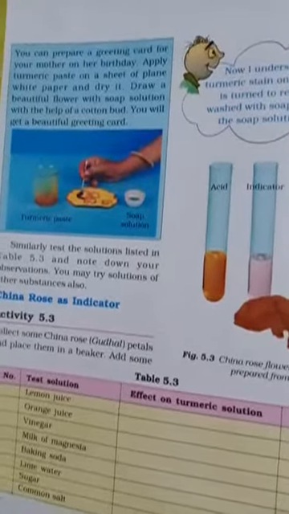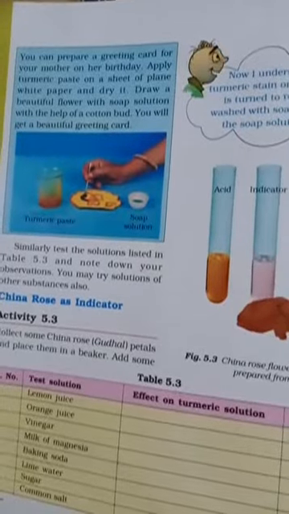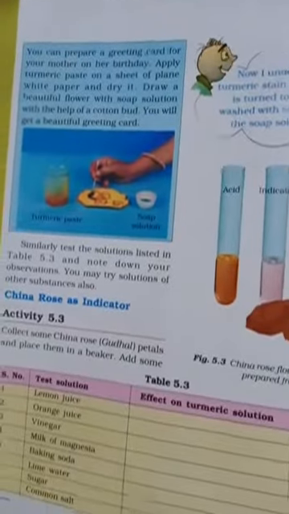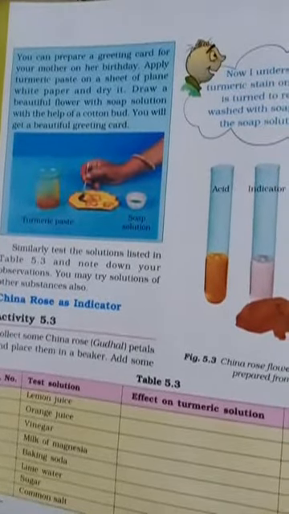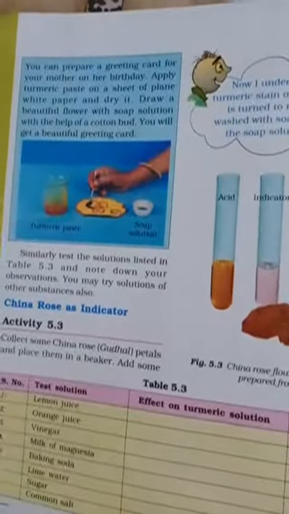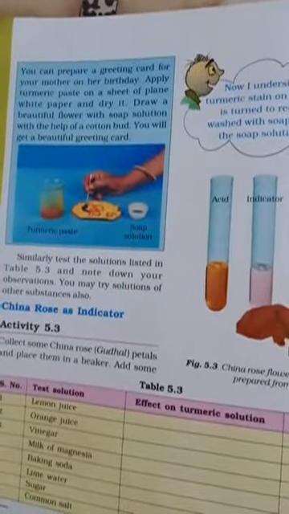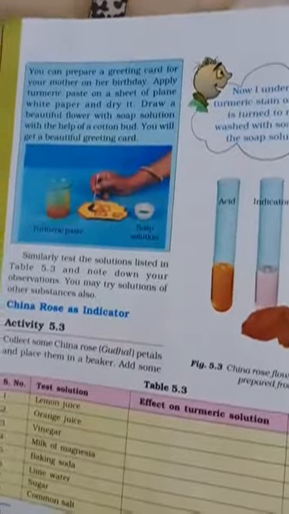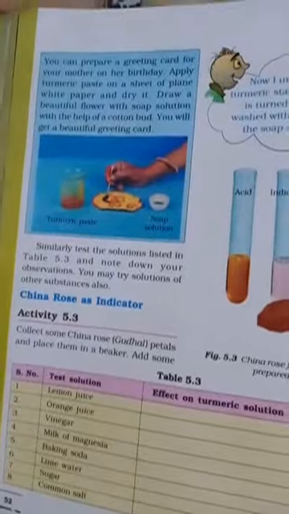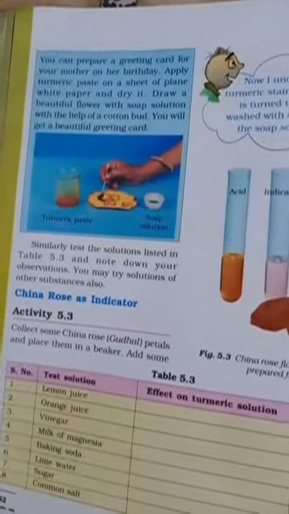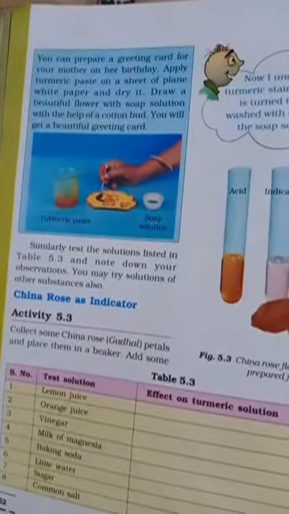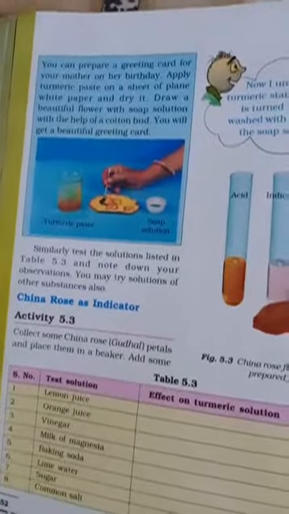Now draw a beautiful flower with a soap solution. Keep it in mind, make a soap solution. Take any kind of stick, a wooden stick, and put a cotton piece at one end. Dip it into the soap solution, and draw any kind of flowers or designs on the sheet of paper which has turmeric powder on it.